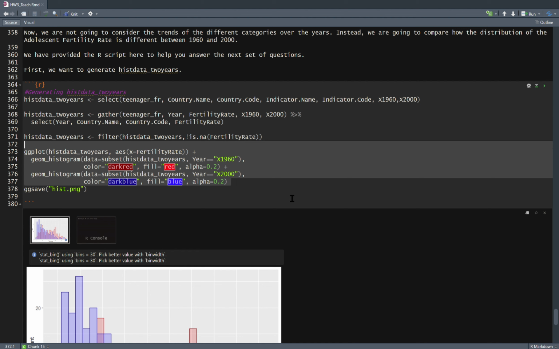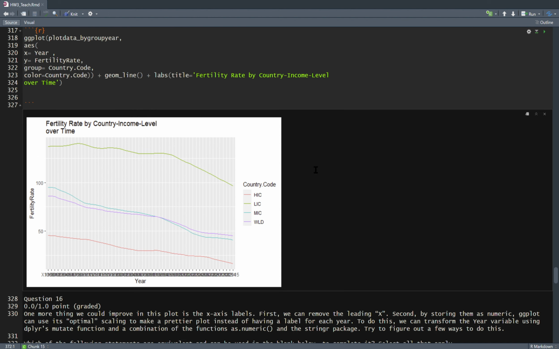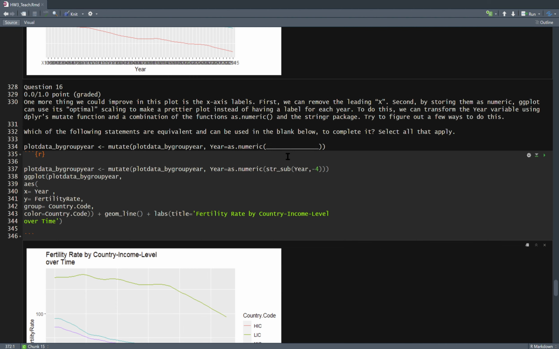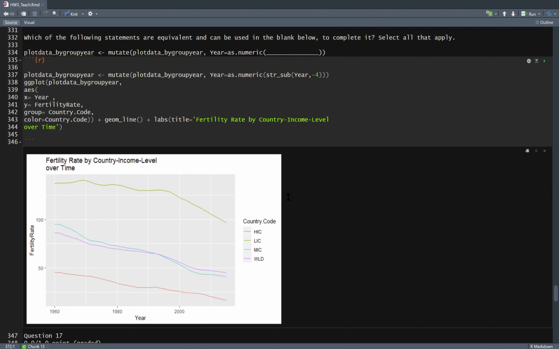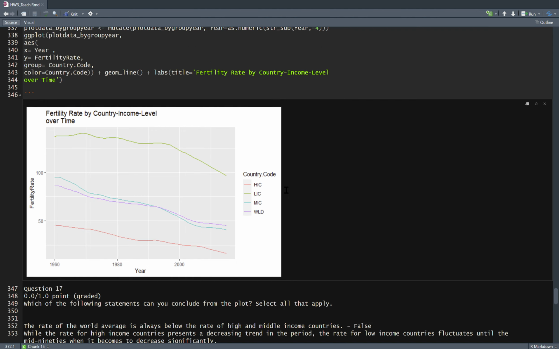So that's it. Let me quickly summarize what we learned today. Starting with question number 15, we added a title to the graph using the labs function. In question number 16, we mutated the year field so that we don't have the x before the year, removing the x and converting the year into a numeric field so that we can utilize R's optimization to make the plot much prettier.